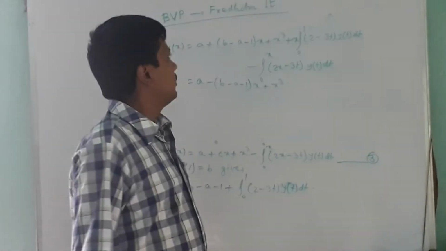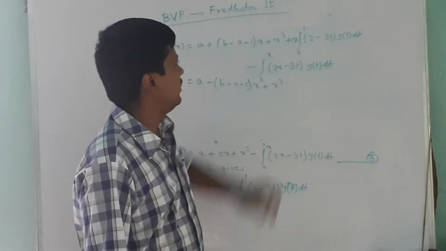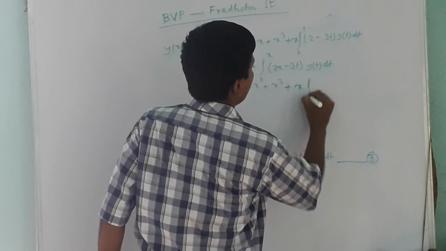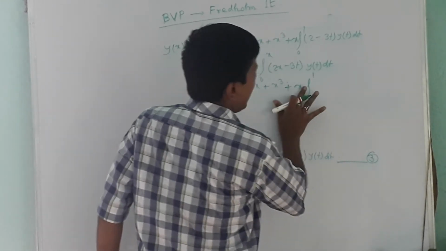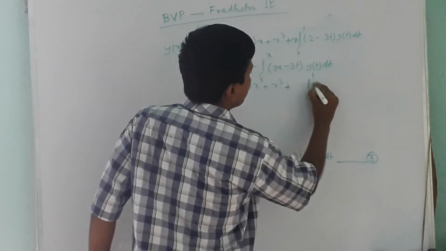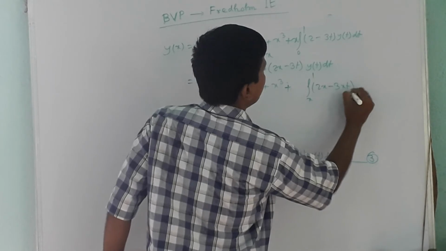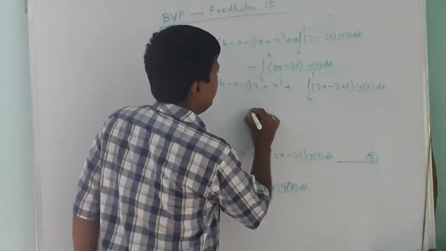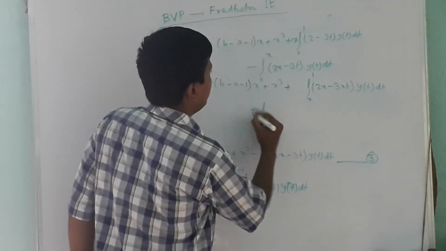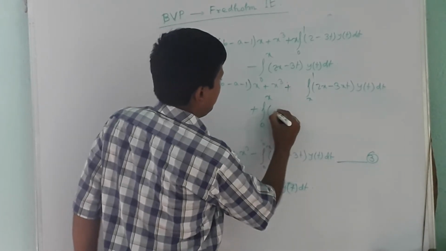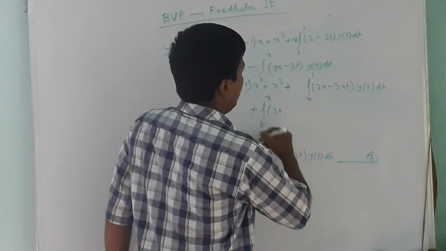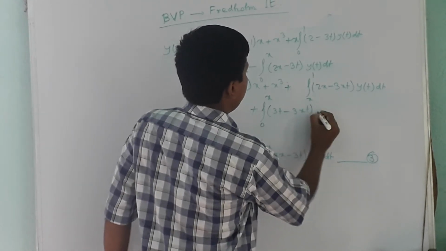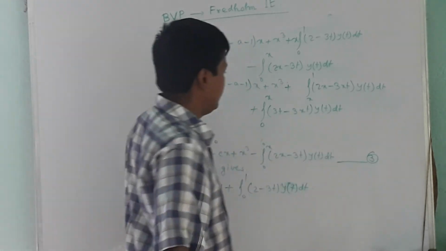Now we make it two branches, one from 0 to x and another from x to 1. So for x to 1 we write x inside the integration, so we write 2x minus 3xt into y t dt, and from 0 to x, after simplification, we write plus the integral from 0 to x of 3t minus 3xt y t dt.